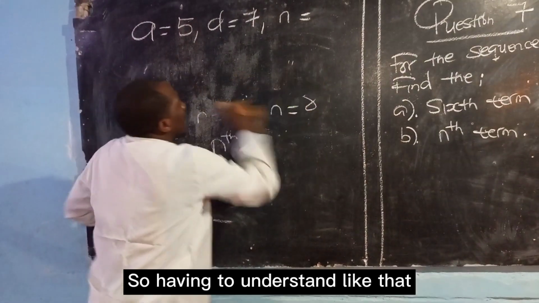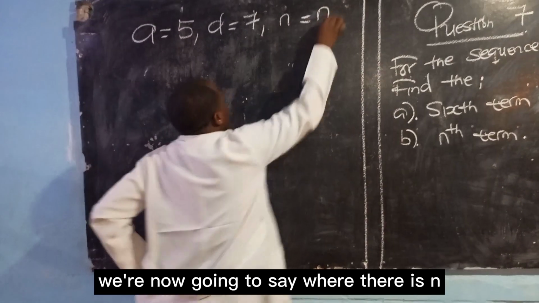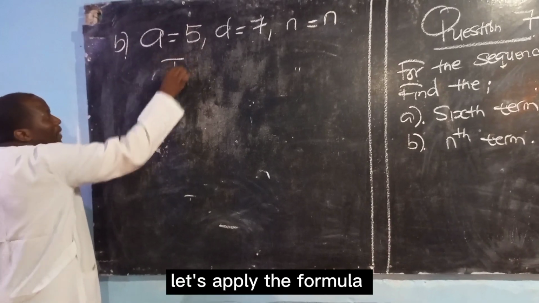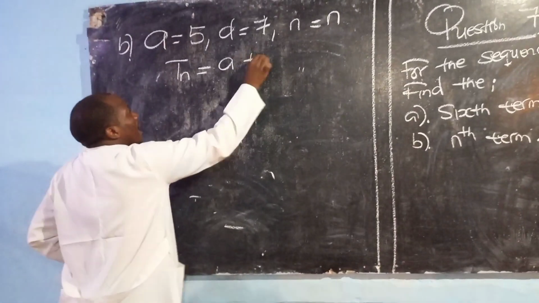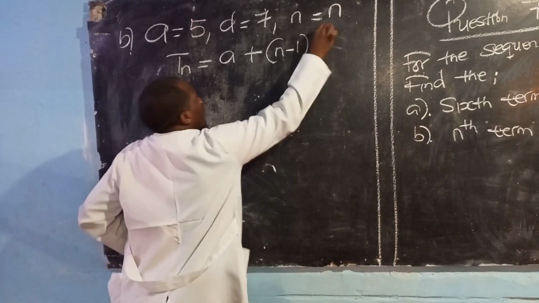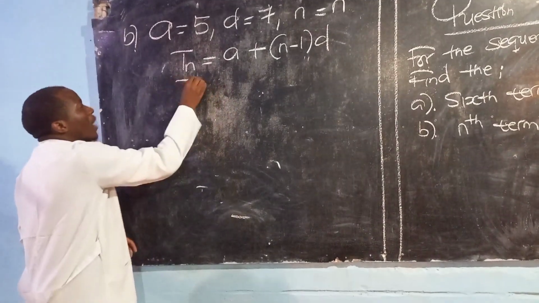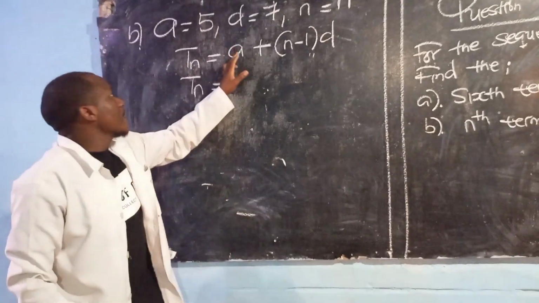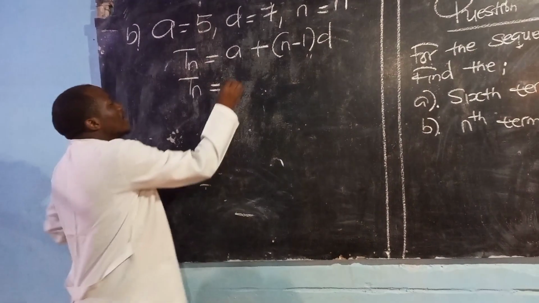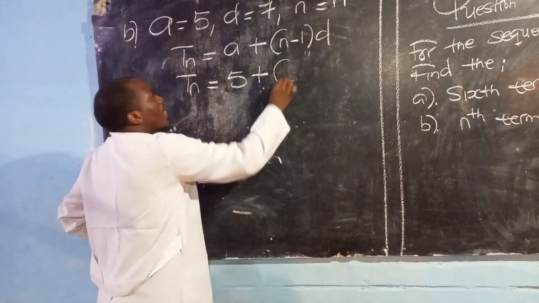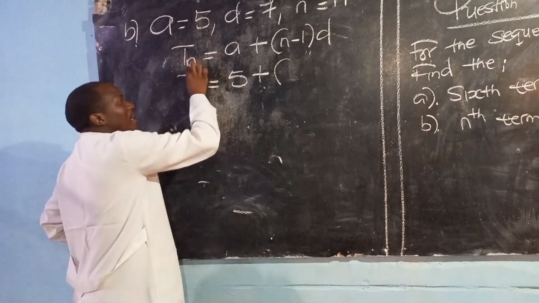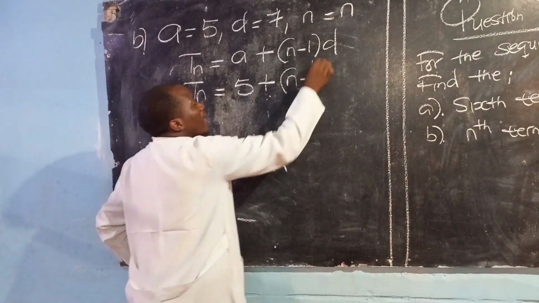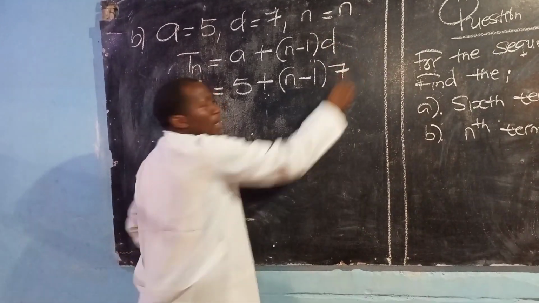So having understood like that, where there is n, we're now going to replace with n. And having done that, let's apply the formula. nth term equals a plus, then n minus 1, then d. Then I'm going to replace: where there is a, we replace with 5. So I'm going to say 5 plus, the same value you replace here should be the same value. Now that we have the letter, we'll replace n minus 1. Then where there is d, we replace with 7.